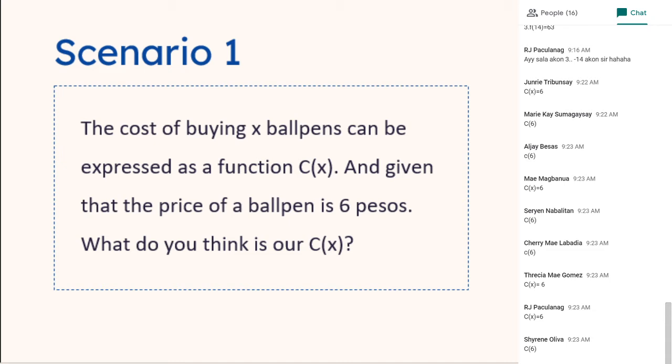May ara na kita formula. C of x is equal to 6x. What if you want to buy 3 ballpens? What if you want to buy 5 ballpens? How much is the total cost? I-type nyo ang inyong answer sa aton chat box. Go.